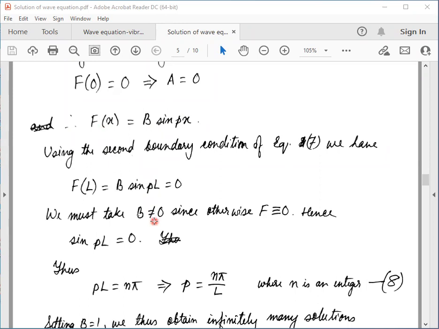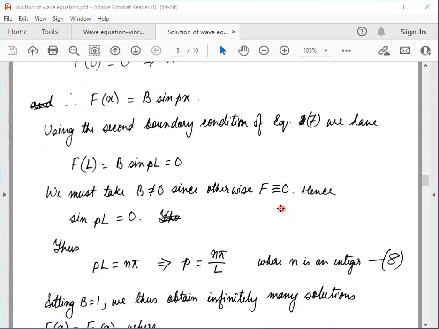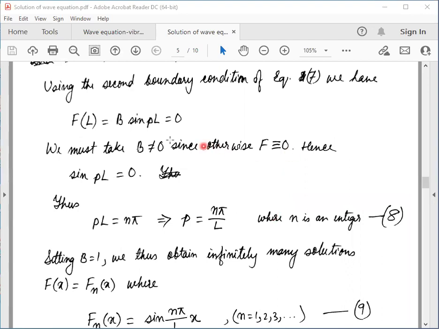That leaves us with the only option: sine pL should be equal to 0. Sine theta equal to 0 means theta equal to n pi. So pL should be equal to n pi. Therefore, p should be equal to n pi by L, where n is a positive integer.